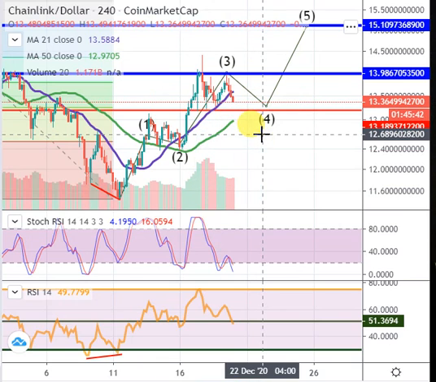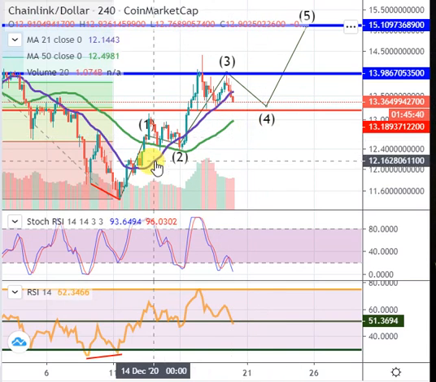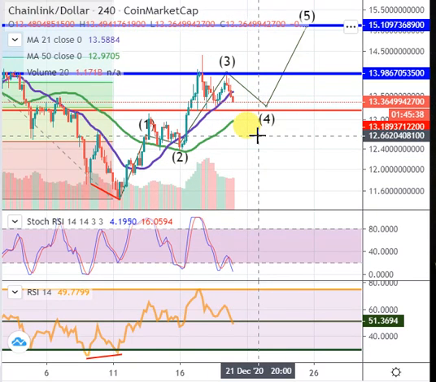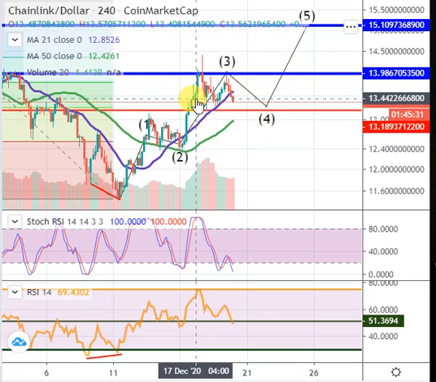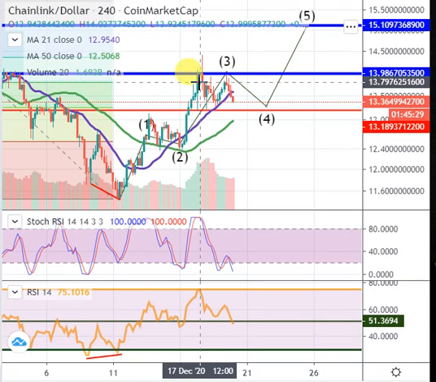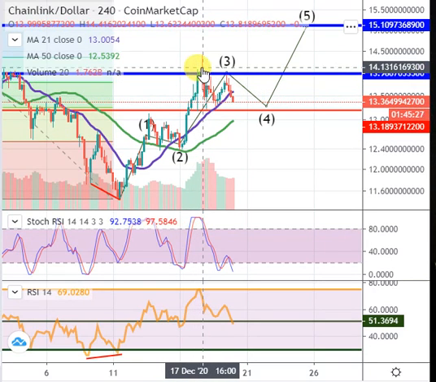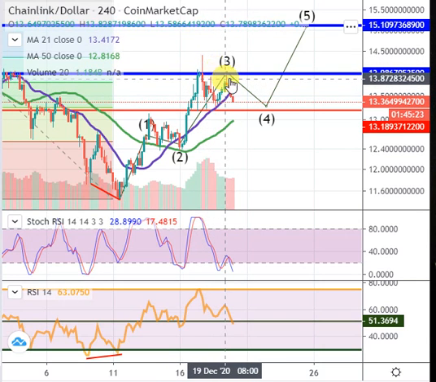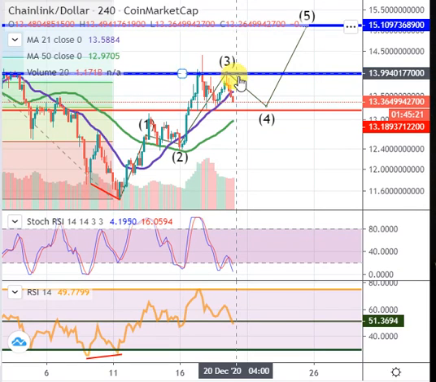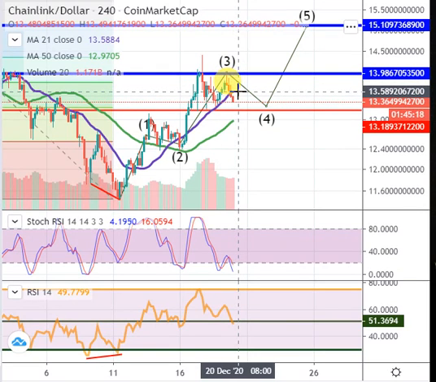Now, there's something I need to explain here, because in the last video that I made, I was saying that this may not be the end of wave three. But based on what we are seeing in the chart here, this very chart indicates that wave three is actually complete.